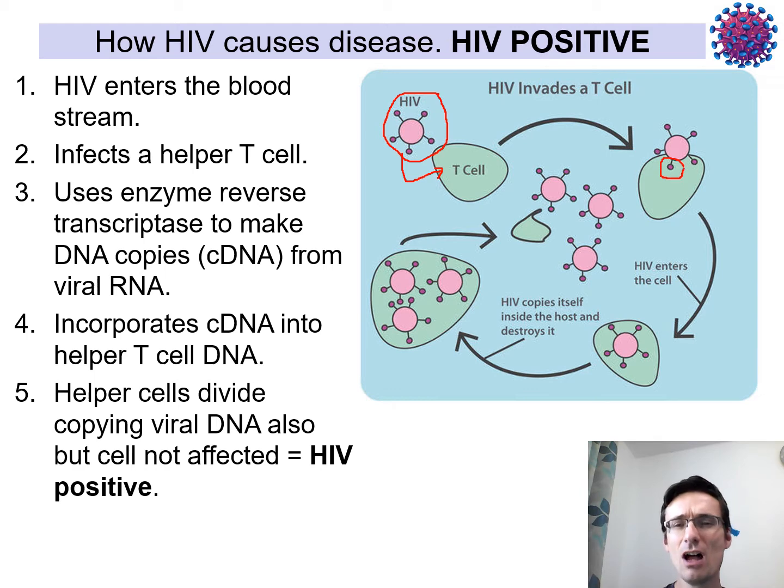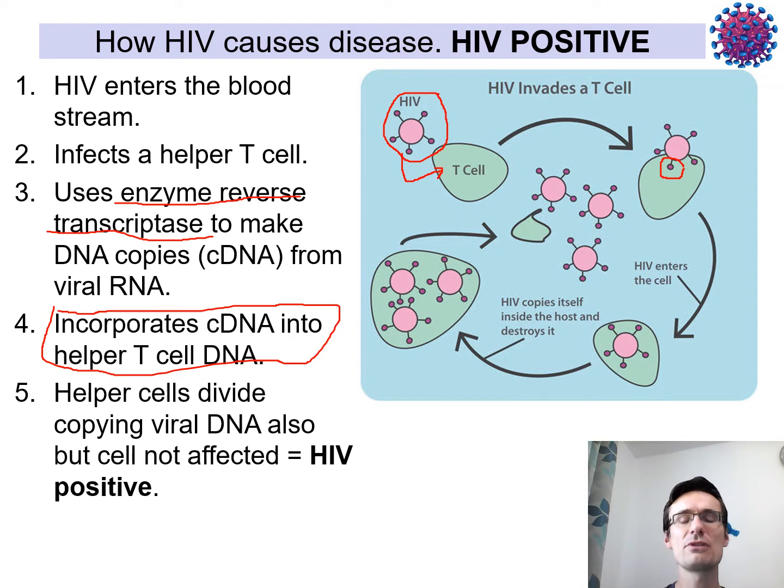into the cell, and then it will use the enzyme reverse transcriptase. The enzyme reverse transcriptase allows the conversion of RNA into DNA. So it turns its RNA into viral DNA, makes it double-stranded, and then it inserts it into the host's DNA, which is obviously normally a human in this case.